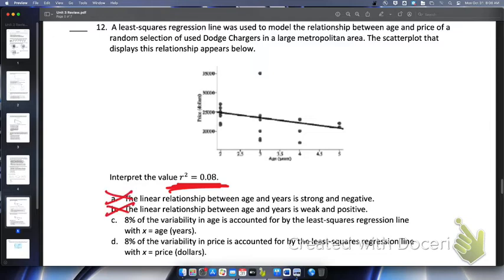All right, 8% of the variability in age or price. What are we having variability in? Is accounted for by the least squares regression line with X equals age or X equals price. You guys look at the graph and tell me what X is. X equals age. So which one is this? Age. X is age. Yes. So it is C. Yes, sir.